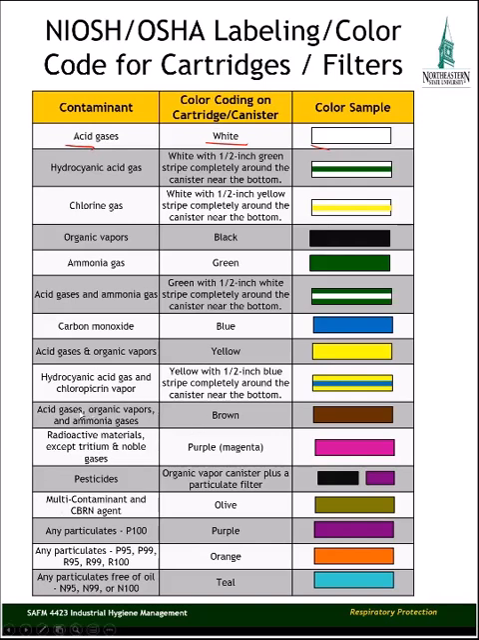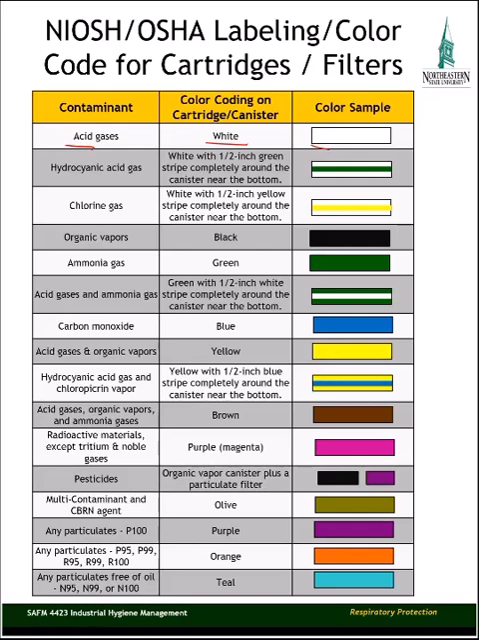But moving on, acid gases. Here we go. Acid gases, organic vapors, and ammonia gases. A combination cartridge that provides protection against all 3 of those contaminants. The color code for that is brown. Radioactive materials except tritium and the noble gases, purple. Pesticides. Generally for pesticides, there's going to be a combination cartridge that provides particulate protection along with organic vapor protection. An organic vapor canister plus a particulate filter.